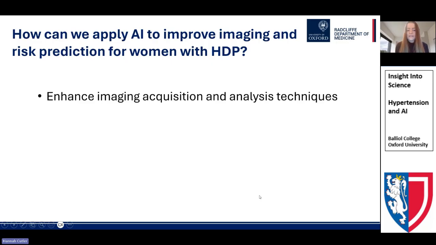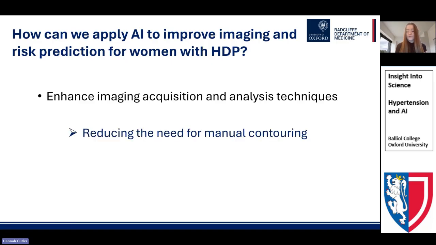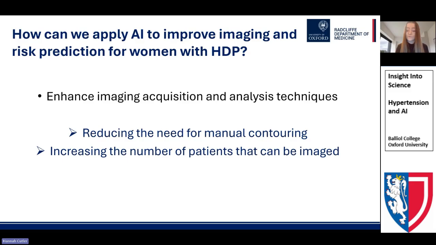Firstly, we can enhance imaging acquisition and analysis techniques. For example, we manually contoured the kidneys and the hearts in the MRI. Instead of manually contouring them, we might have machines which can automatically carry out the contouring for us, which would mean that we can increase the number of patients that can be imaged and also reduce inter-observer variability.